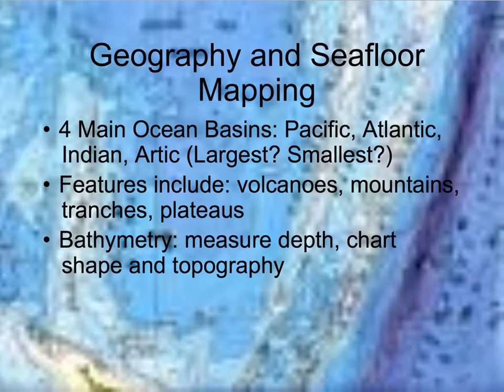You should also know the 4 main ocean basins and their locations, and be able to label them on a map. You should also know which is largest, second, third, and the smallest. They're listed here in order: Pacific, Atlantic, Indian, and Arctic.